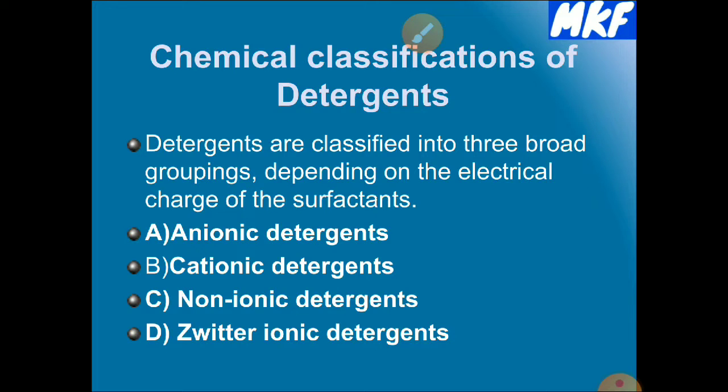The final one is the zwitterionic detergents. Zwitterionic detergents have both anionic and cationic categories. They will attract both positively charged ions and negatively charged ions.